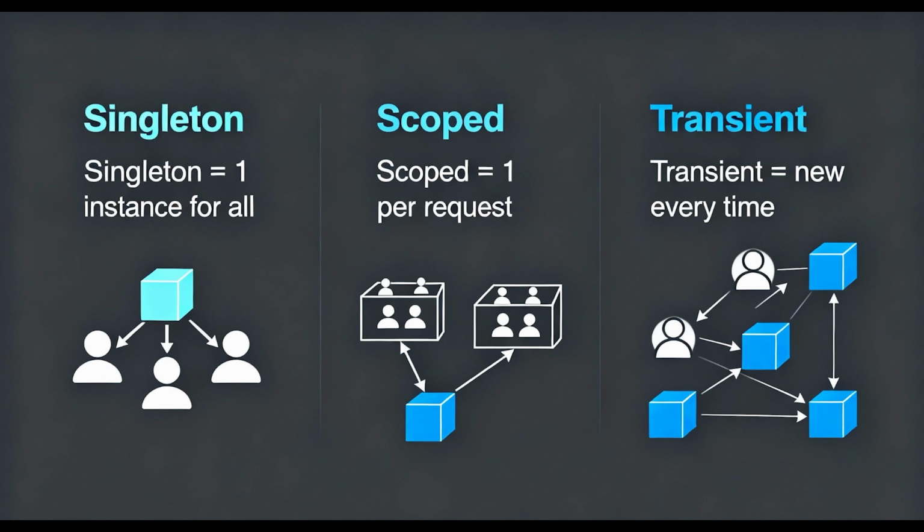Lifetime differences. Let's quickly talk about the three main service lifetimes in .NET. Singleton, only one instance for the entire application lifetime. Scoped, one instance per HTTP request. Transient, a new instance every time it's requested. Most of the time you'll use scoped for database or service logic.